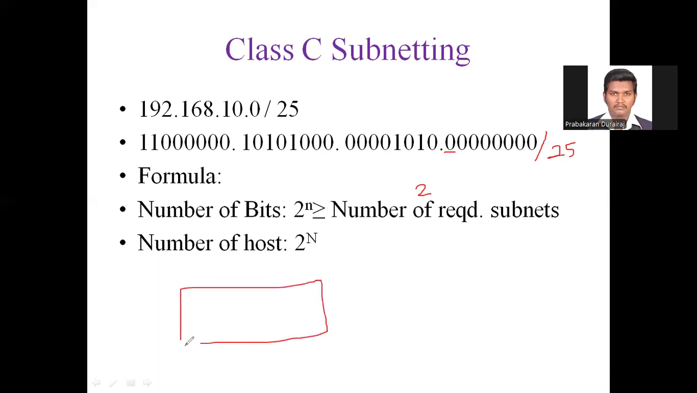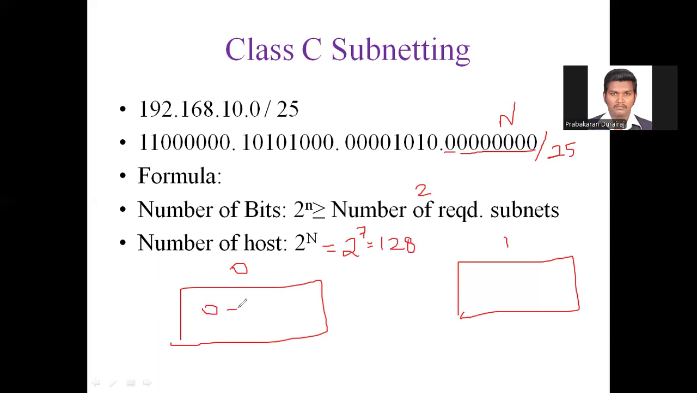Now I have two subnets. Let one be subnet number 0 and the other subnet number 1. What will be the IP address range? How many hosts can we connect after dividing into two? Look at this: how many host bits do we have? 1, 2, 3, 4, 5, 6, 7. So capital N is equal to 7. How many hosts will there be? 2 to the power 7 is 128, which means I can connect 128 hosts, starting from 0 to 127.